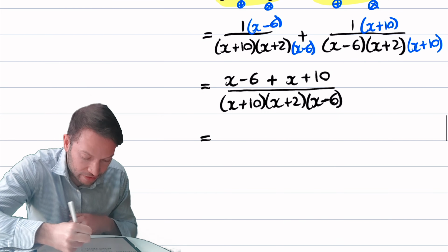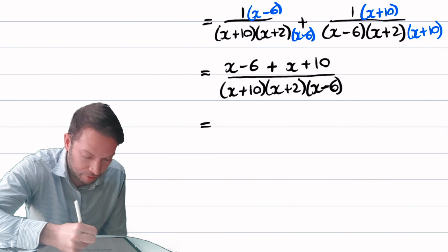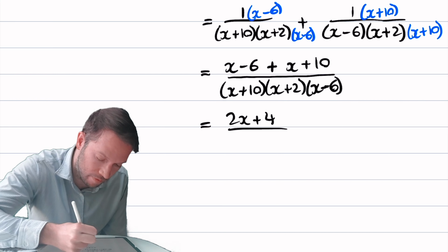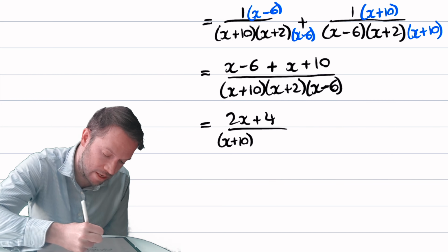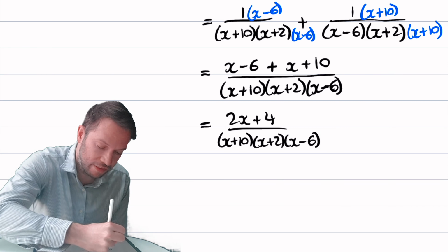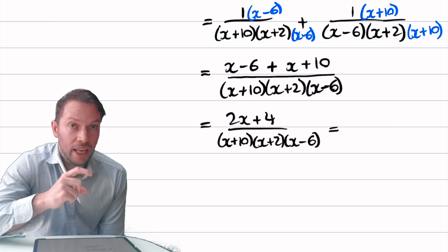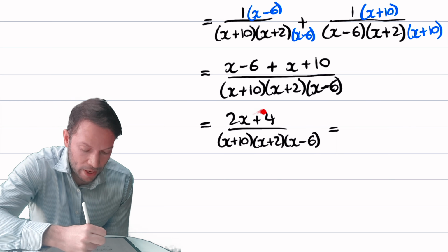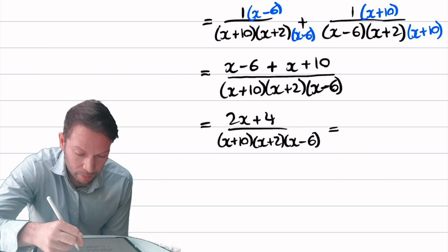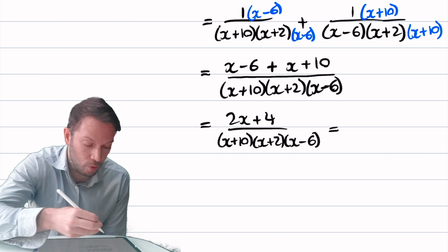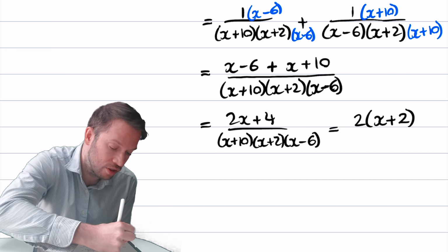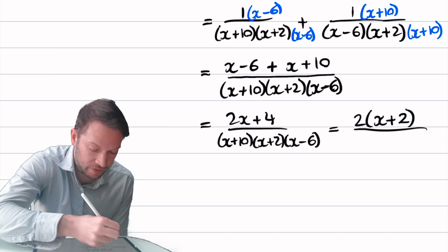So let's just simplify the numerator, collect like terms. We've got 2x plus 4 over x plus 10, x plus 2, x minus 6. Now, the reason I didn't expand the denominator is because, can you see this numerator? We can factorise it further, and we see there might be a common factor which cancels something at the bottom. So 2x plus 4, we can take the 2 out to get 2 brackets x plus 2. So always try to factorise the numerator at this stage if you can.